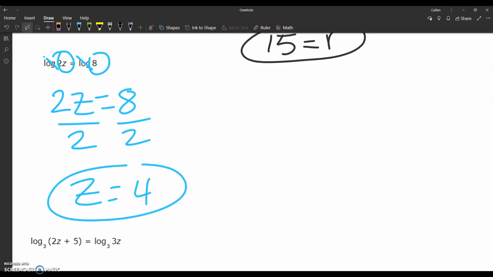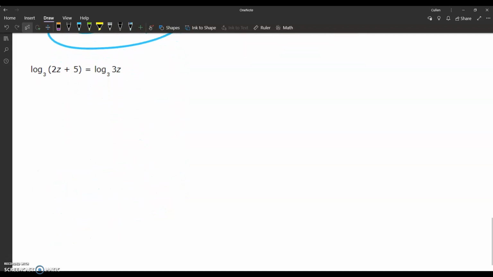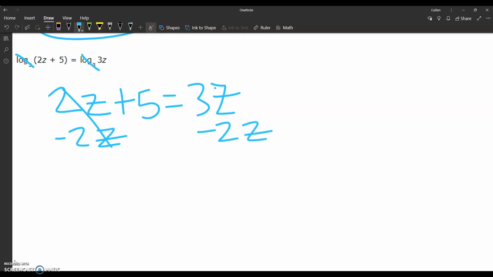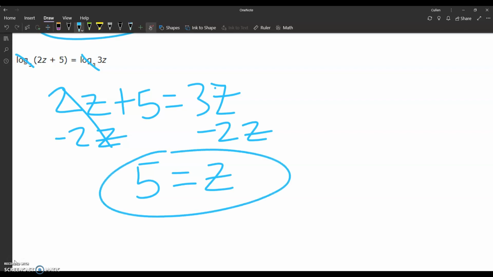Okay, so let's scroll down and do the last one, which you would do the exact same way. So it's log base 3 on the left side, log base 3 on the right side. So I can cancel out my two logs, and I'll get 2z plus 5 equals 3z. So a few more steps in solving this equation, but you guys can still do that. Subtract the 2z from both sides. So those cancel out, and I'll have 5 equals 3z minus 2z is 1z, which you can write as just z. So that means that you get z equals 5.